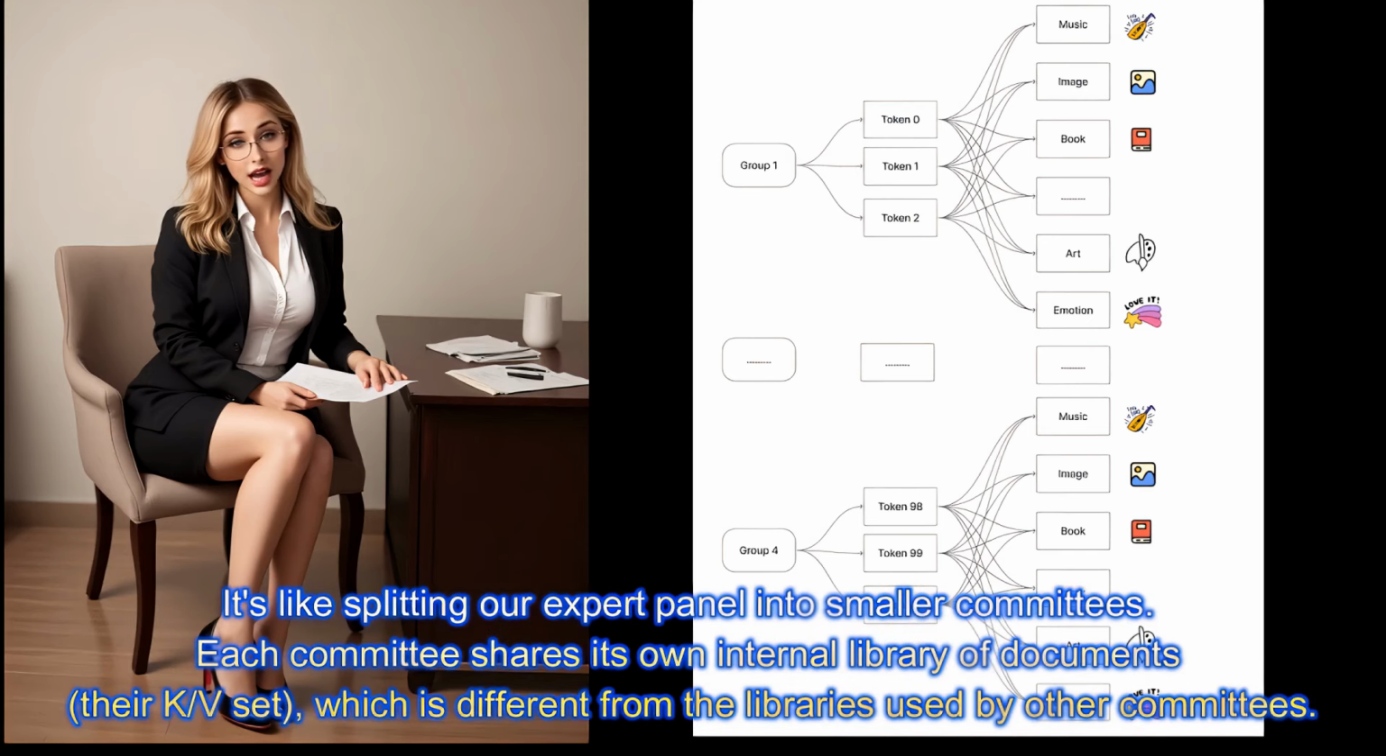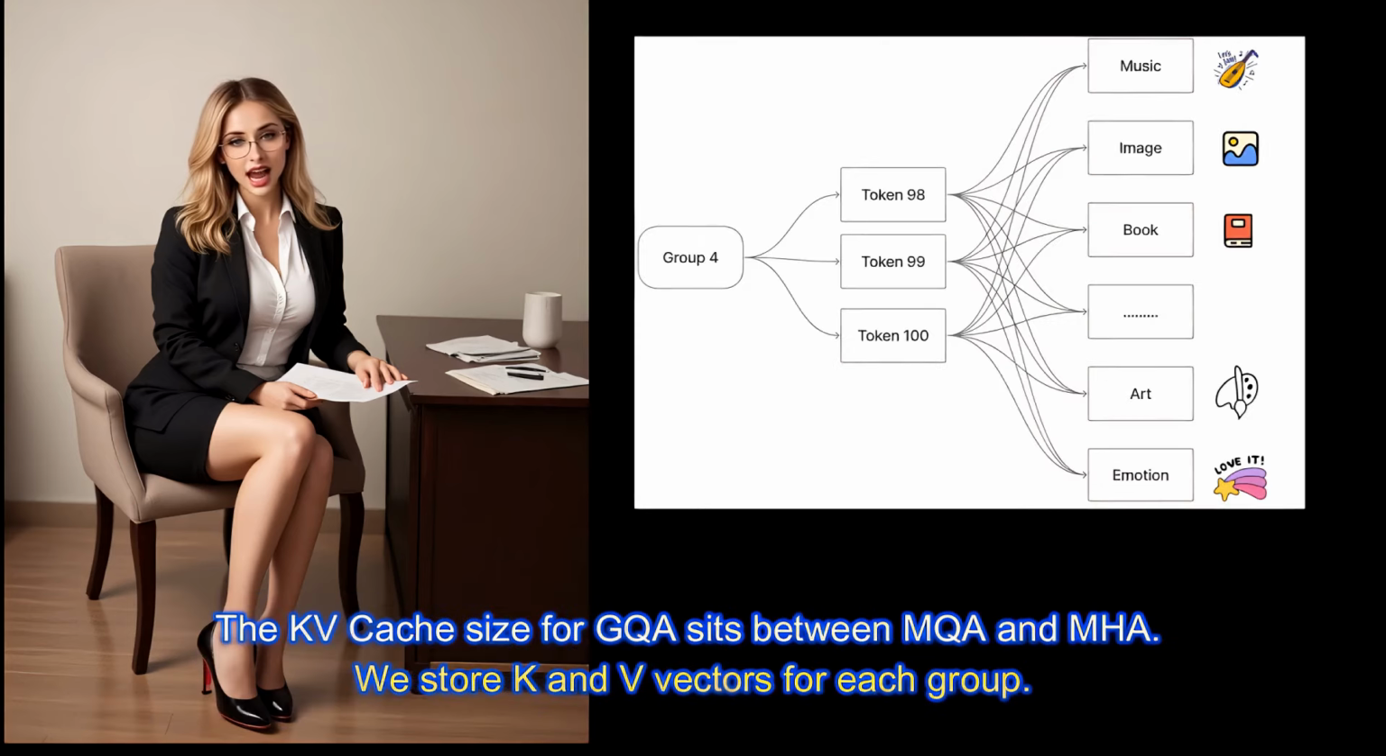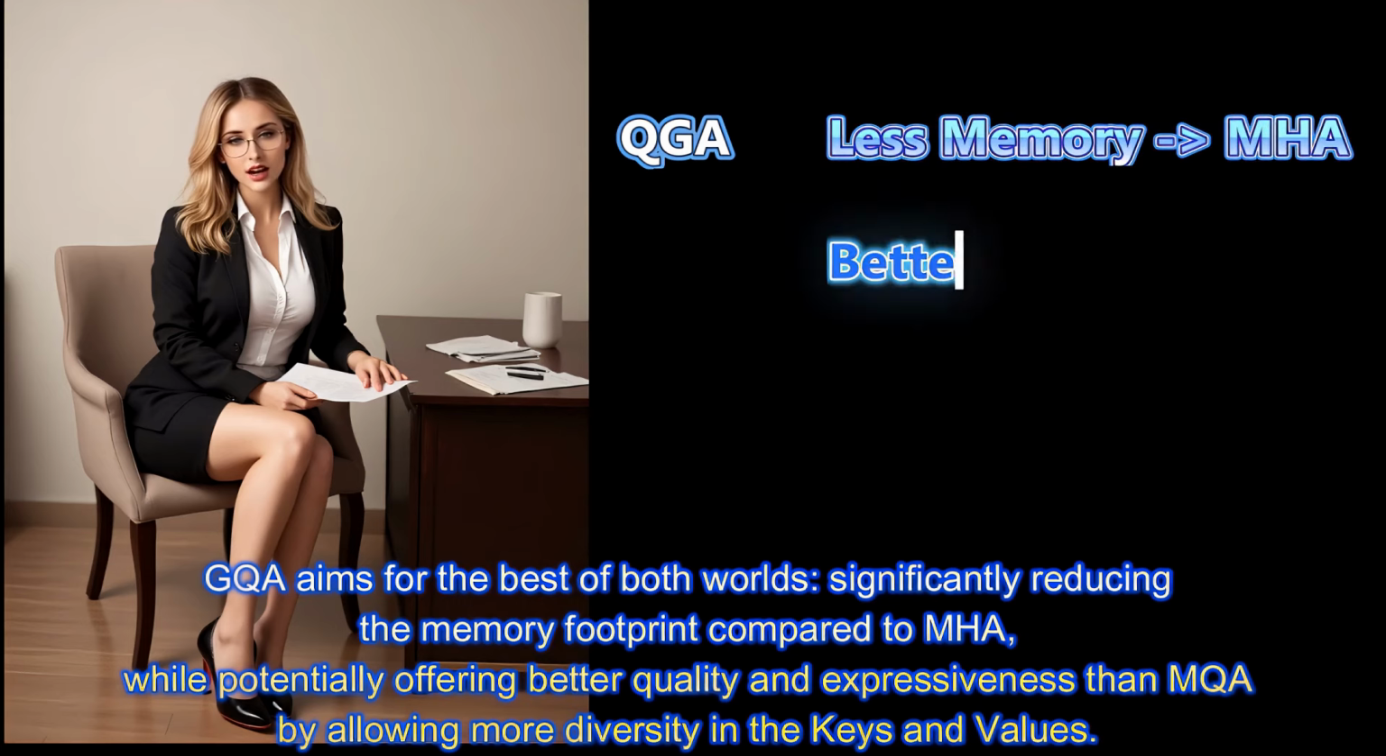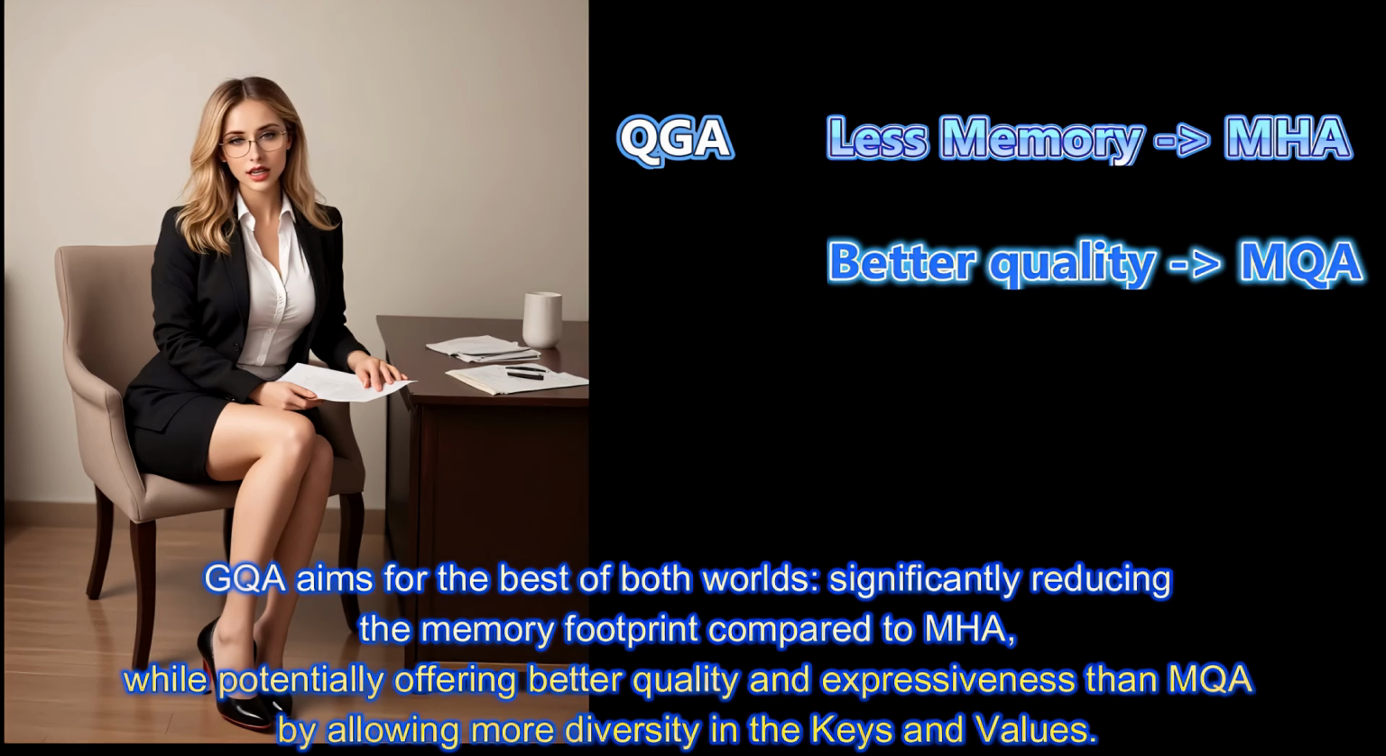It's like splitting our expert panel into smaller committees. Each committee shares its own internal library of documents, their KV set, which is different from the libraries used by other committees. The KV cache size for GQA sits between MQA and MHA. We store K and V vectors for each group. GQA aims for the best of both worlds, significantly reducing the memory footprint compared to MHA, while potentially offering better quality and expressiveness than MQA by allowing more diversity in the keys and values.